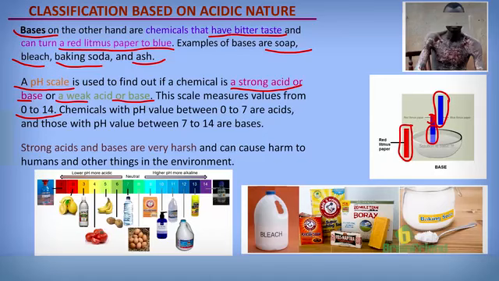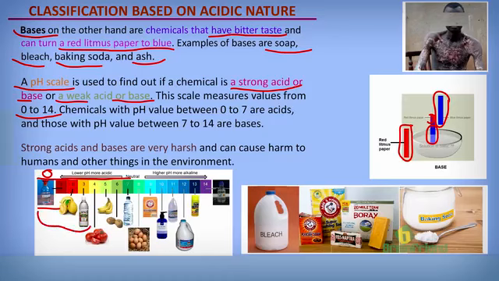Chemicals that have pH values between 0 to 7 are acids. So a chemical that has a pH value of 0, 1, 2, 3, 4, 5, 6, and just before 7 is an acid. The strong acids are within this area. They have pH values of 0 point whatever, 1, 2, or 3. So chemicals that have a pH value of 1, 2, or 3 are strong acids. These are examples of natural substances that contain strong acids.